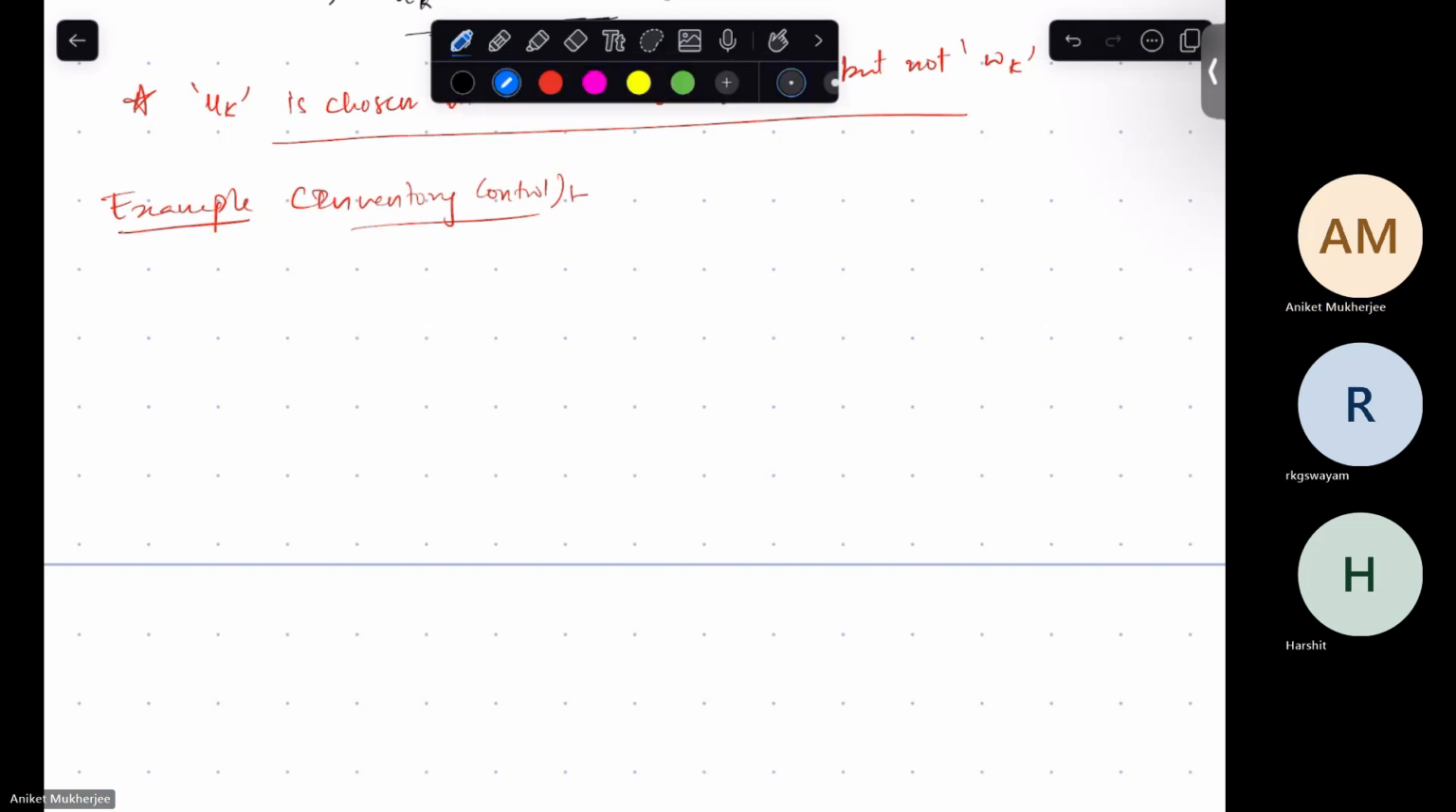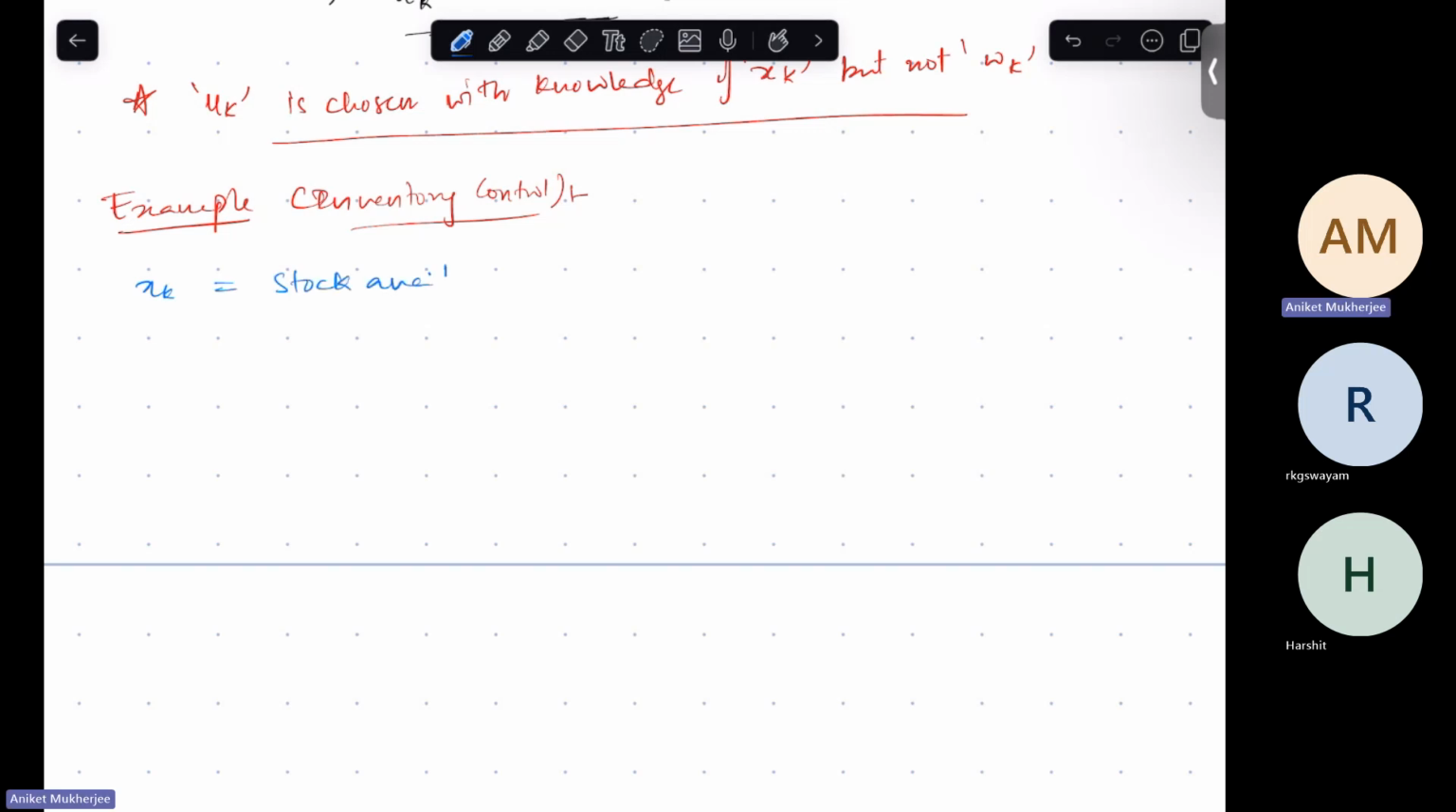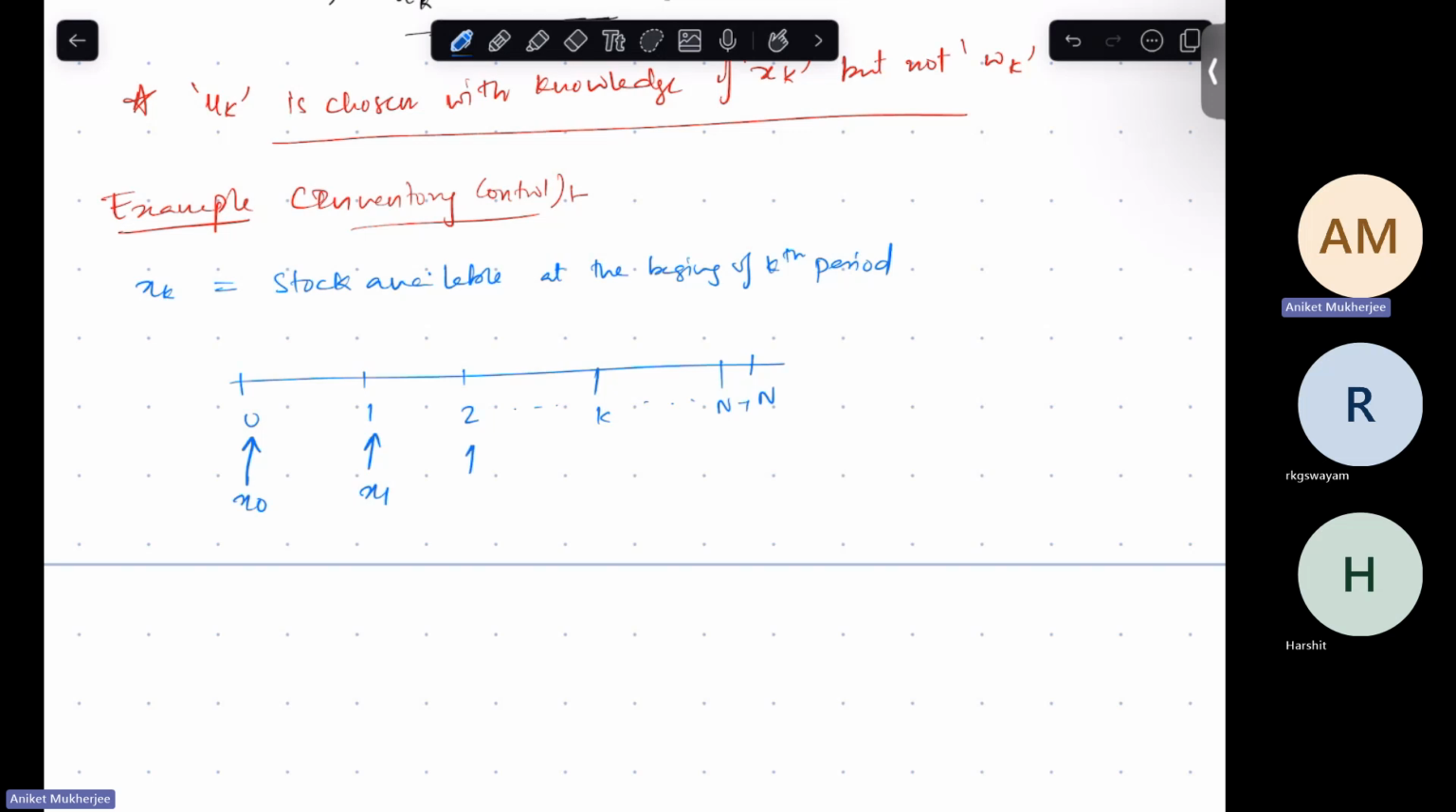So you have xk, the stock available at the beginning of the kth period. When I say this, I'll just give an intuition of what is happening here. 0, 1, 2, and so on, somewhere in the middle k, and then n minus 1 and n. When I say that the stock is available at the beginning of the kth period, I mean at the start of the kth period. At exactly that time instant, you know what the stock is, right?